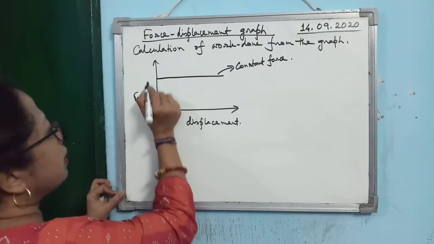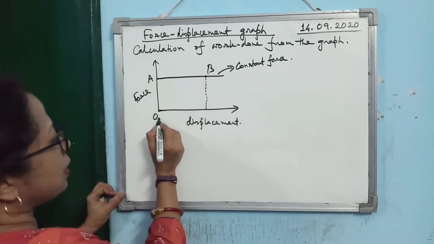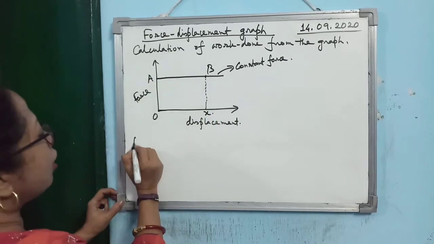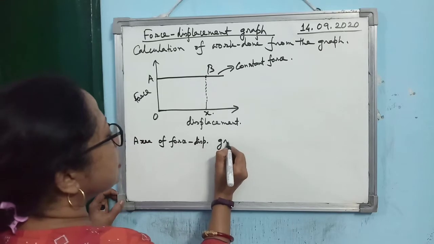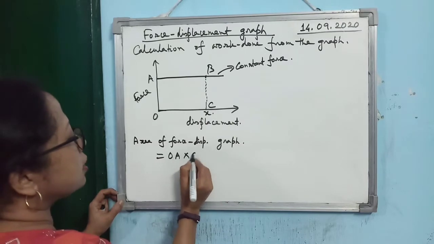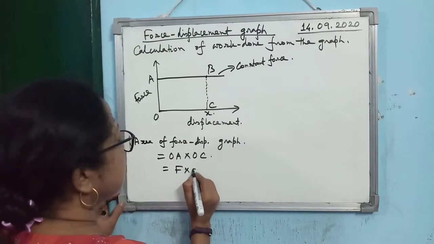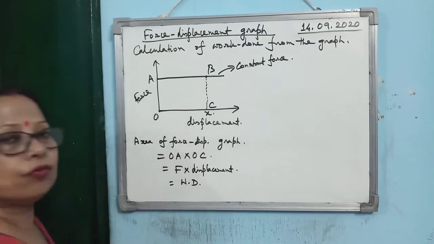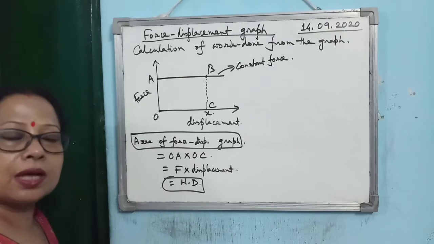Now what does it graphically represent? Suppose this is the displacement 0 and here is the displacement x. Then what is the area of the force versus displacement graph? From this relation you can write it. Suppose the corner is C, the area will be OA into OC. What is OA? OA is the force applied on it, and OC is the displacement, isn't it? So force into displacement is nothing but work done.